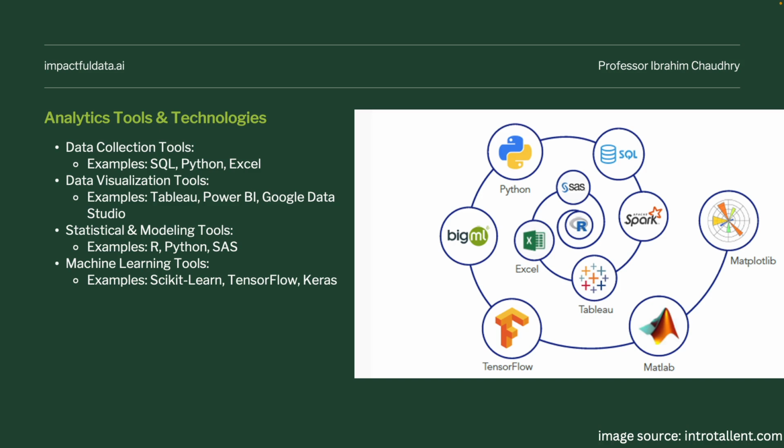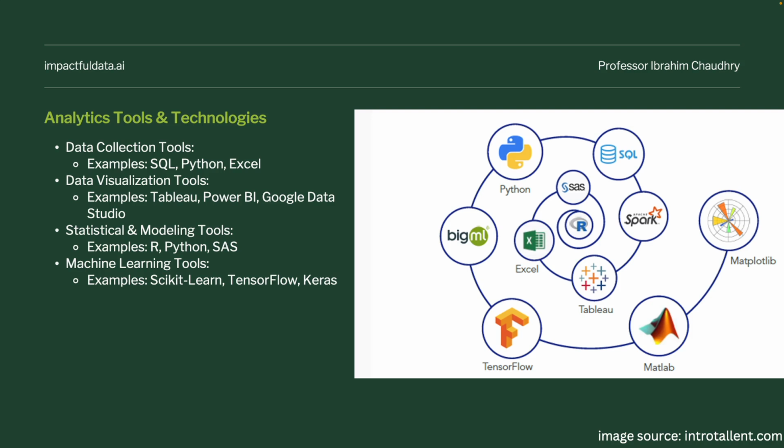So there's a lot of tools that are being used now. On the screen, I have some of the biggest and most commonly used technologies in the analytics space. But just on a very high level, for a data collection perspective, SQL, Python, and Excel are used pretty much universally. From data visualization tools, essentially, how do you view your data, whether it's in a table, a graph, some kind of diagram? The best tools in that area are Tableau, Power BI, and Google Data Studio. From a statistical and modeling tool perspective, you have R, Python, and SAS.